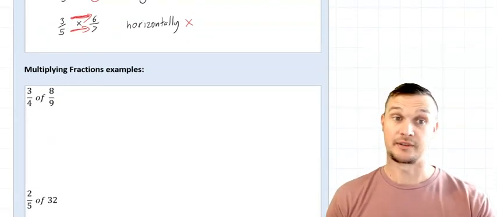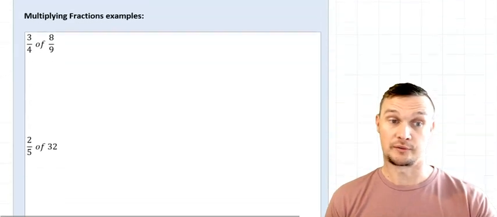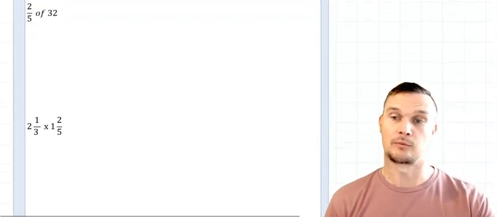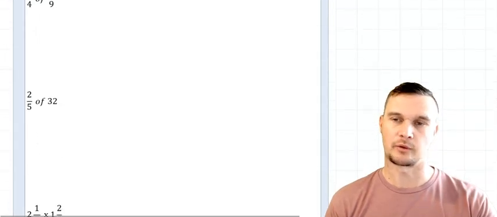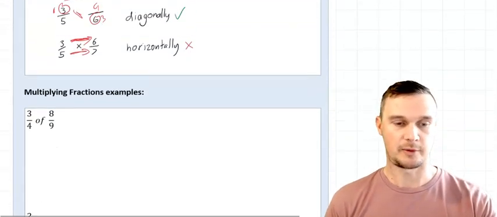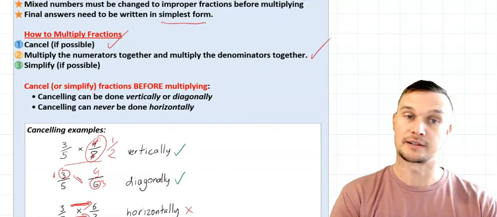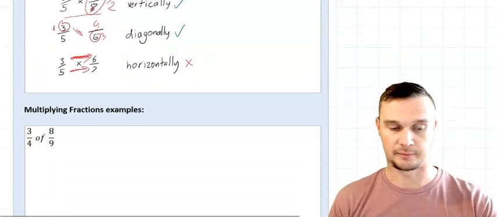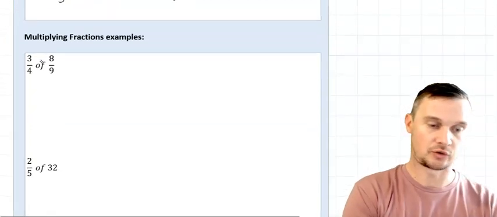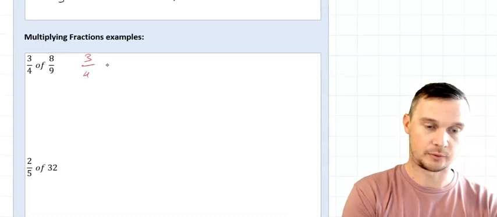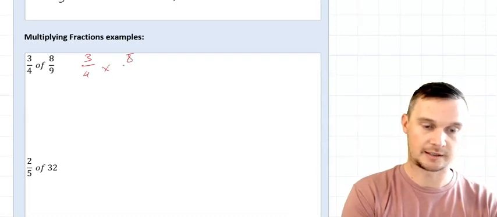So we're going to do a couple of examples, and we're going to be multiplying two fractions. We'll multiply some fractions by a whole number, and we'll also multiply some mixed numbers, so we get a good idea of what that looks like across the board. So remember the steps are, firstly, you want to cancel. You then multiply the numerators together, and then you simplify if possible. So firstly, we want to make sure we change. We know that of means times, so we're going to say 3/4 times 8/9.